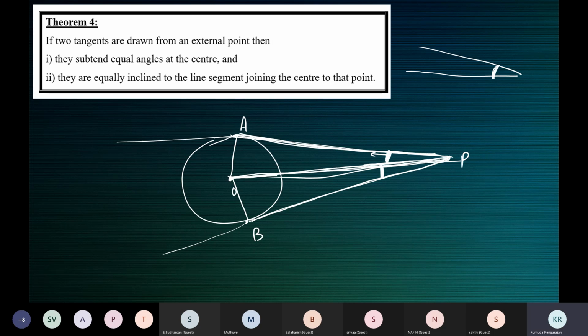Now, the inclination made by the two tangents with the line segment joining the center and the external point are equal. That means, supposing this angle is 20 degrees, this also will be 20 degrees. That explains the second one. They're equally inclined. That is, the tangents are equally inclined, that the angles are equal. They're equally inclined to the line segment joining the center to that point. That point is the external point.